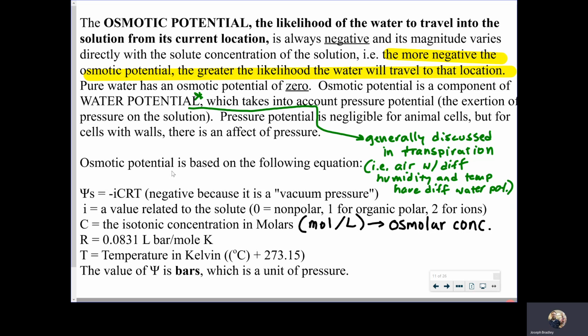So R is a constant. It's 0.0831 liter bars per mole K. So basically you use that to get down to the unit that you want. And then T would be the temperature in Kelvin of the system. Kelvin is degrees Celsius plus 273.15. So after you calculate something, you ultimately eliminate all the units other than bar, and again, bar is a unit of pressure.